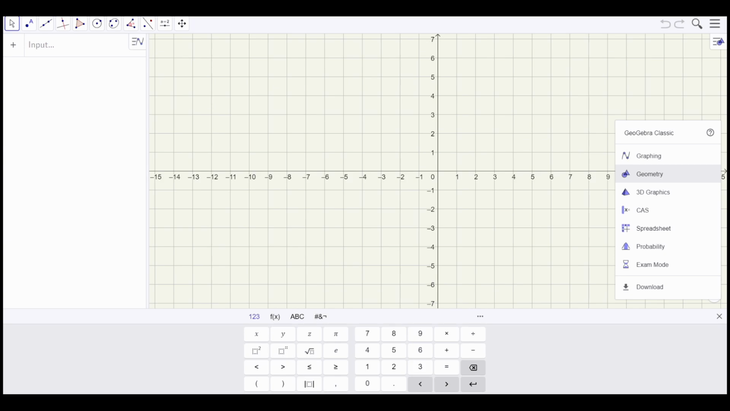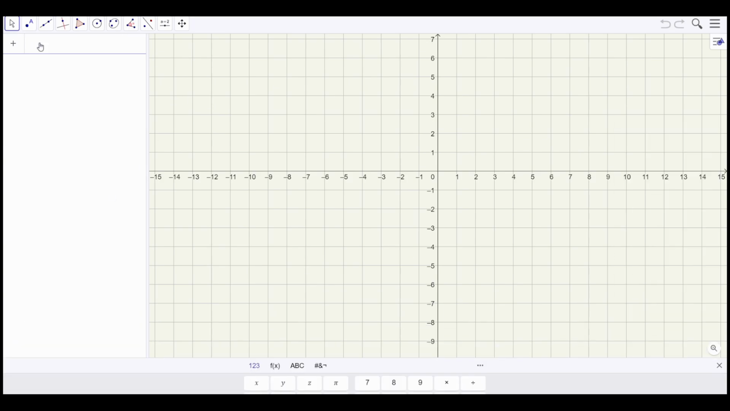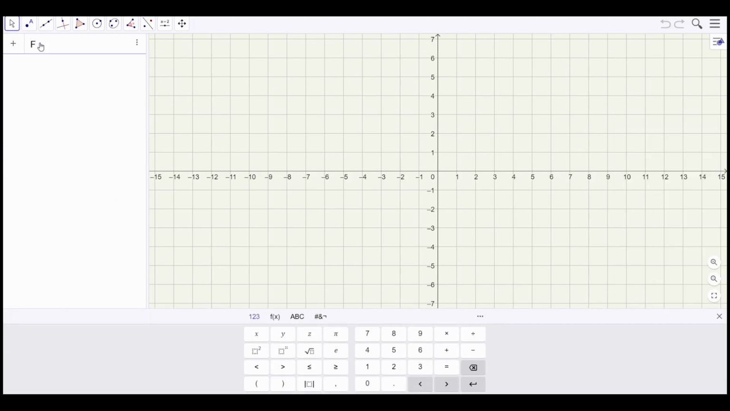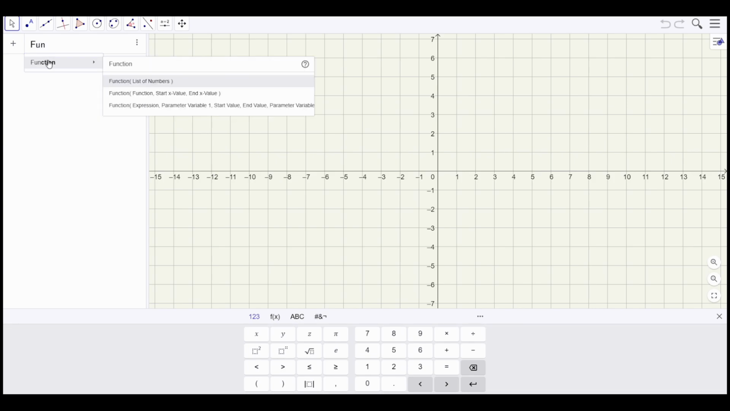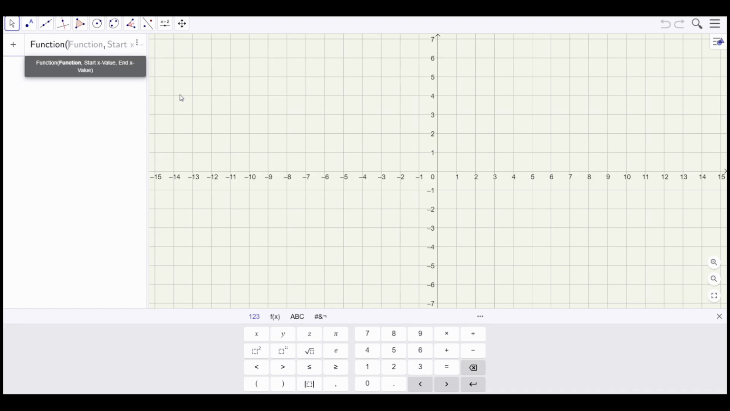Okay? So the way that you can do it in GeoGebra, you can write function. Okay, and then you choose that function: function, start value and end value. So you choose that one. So the function is what? 2x squared minus x. So that, 2x squared minus x, is my function. My starting value, we decide to make it 0, and the final value, we decide to make it 1.